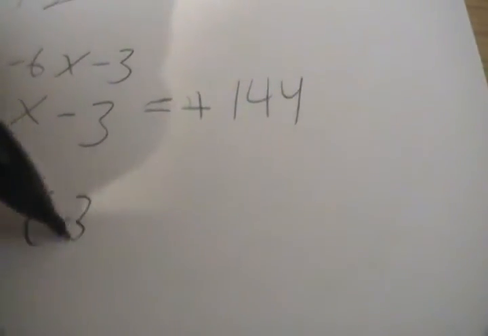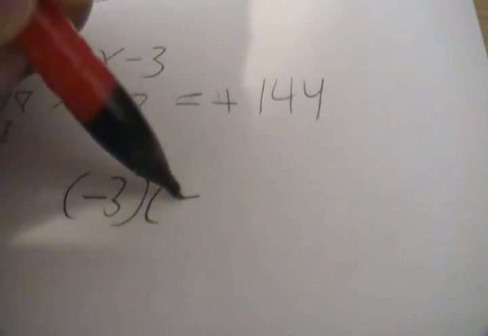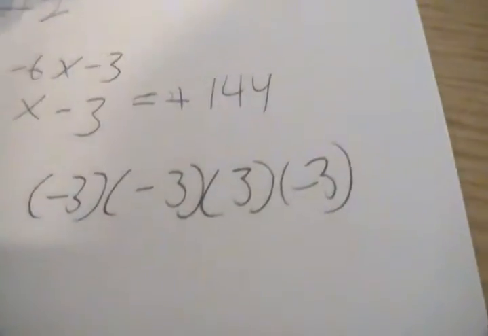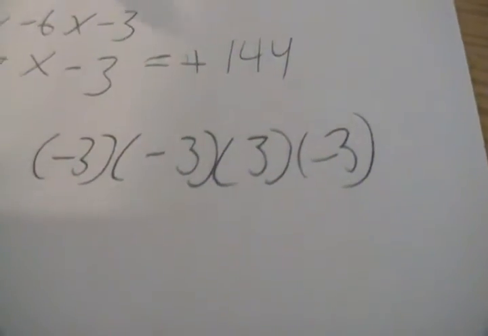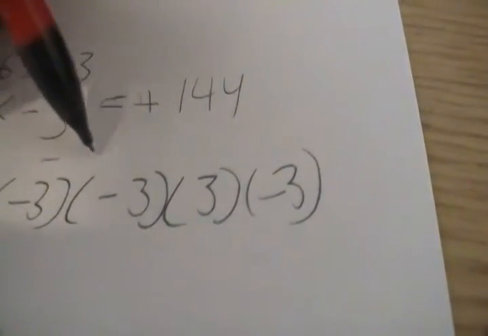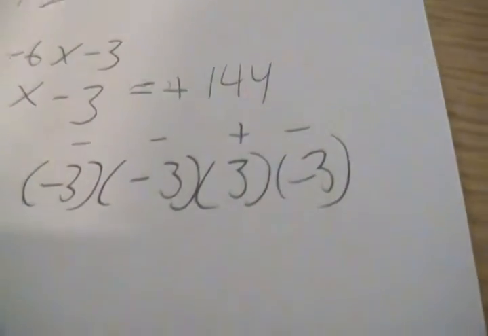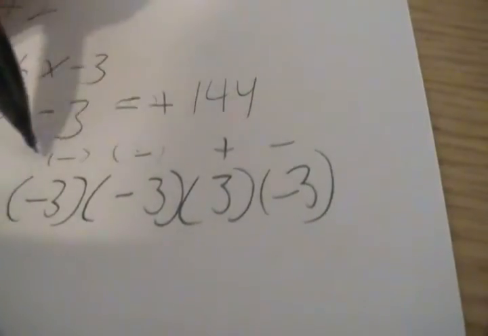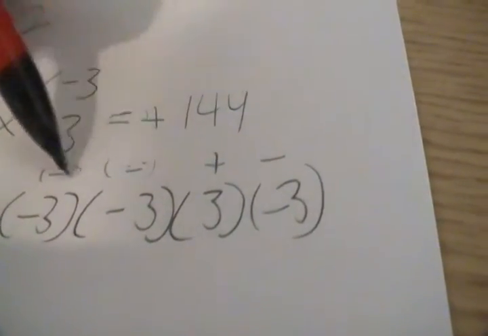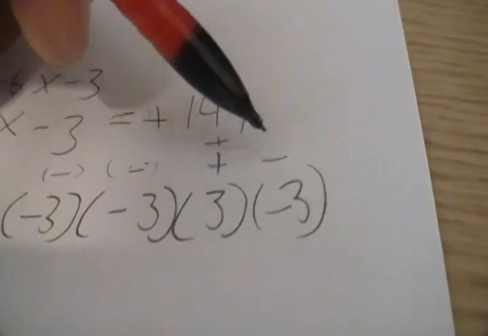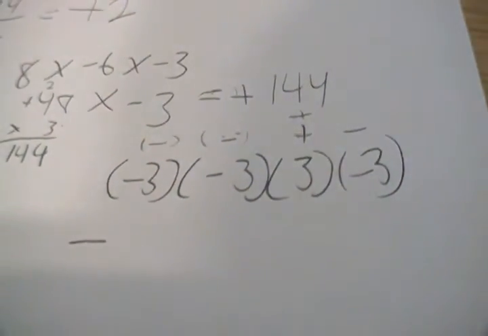Let's try one more. Let's say we had negative 3 times negative 3 times 3 times negative 3. Lots of 3's. Alright. So let's just go by the sign. So we have a negative, a positive, and a negative, right? So if we multiply it out, a negative times a negative, right, is equal to what? A positive. So positive times positive is positive. Positive times negative is negative. So this whole answer is going to be a negative number.